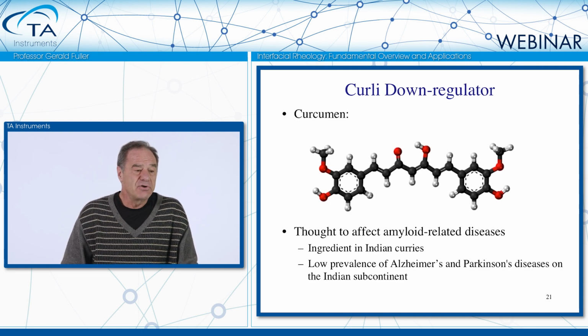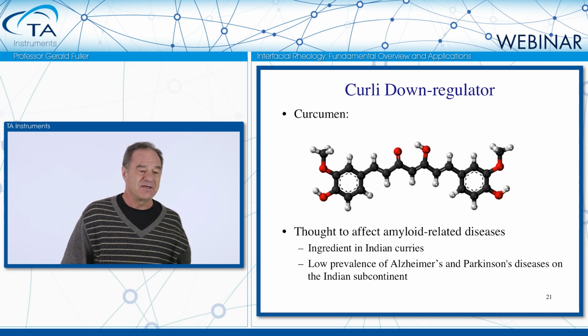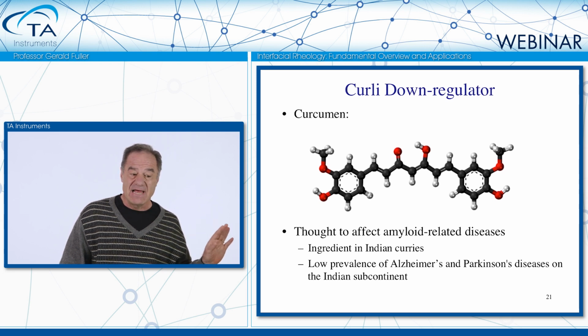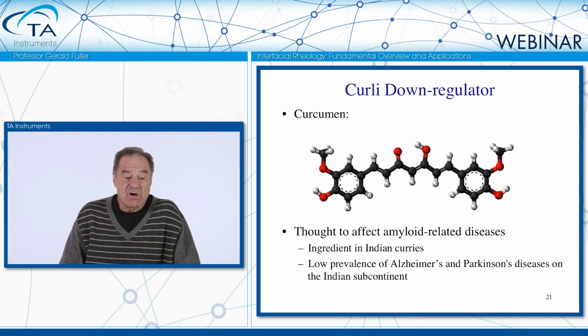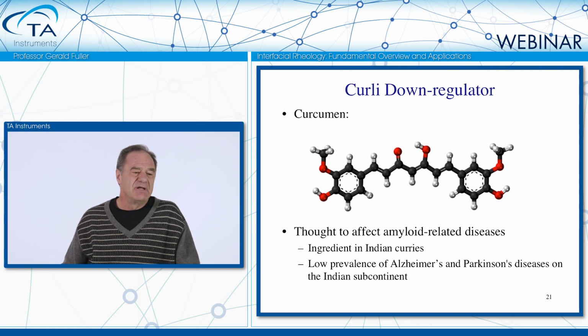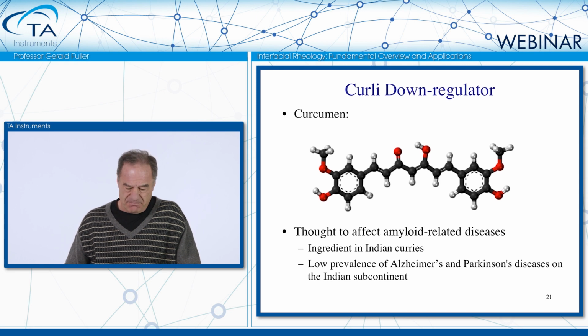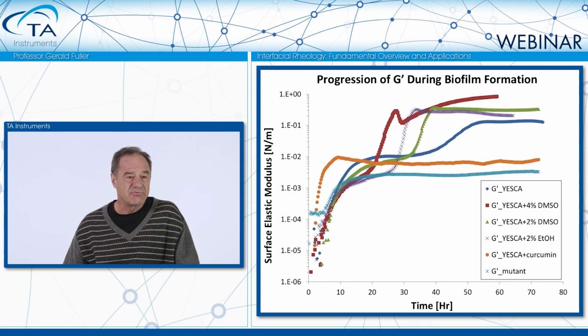There's a downregulator, curcumin. Curcumin is a chemical that you'll find in curry. Okay, so that's interesting. It's thought to affect amyloid-related diseases. For example, it's been recognized that there's a lower prevalence of Alzheimer's and Parkinson's disease in the Indian subcontinent, where a lot of curry is consumed. So there's that idea, but how does this molecule affect biofilm? We can test that. So here are the results.